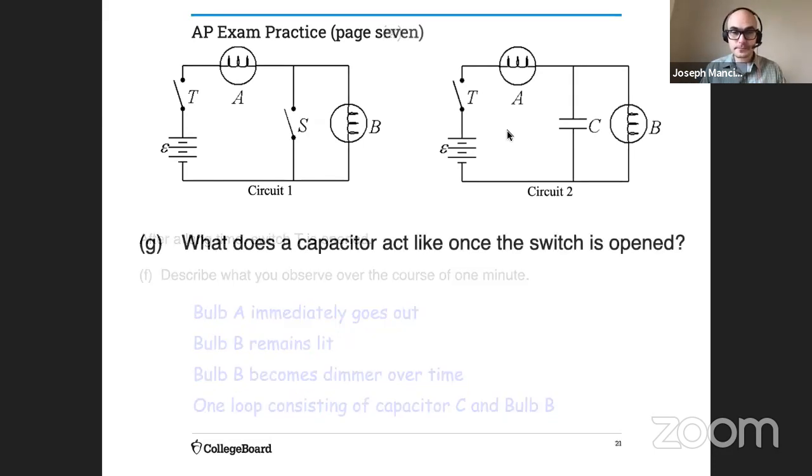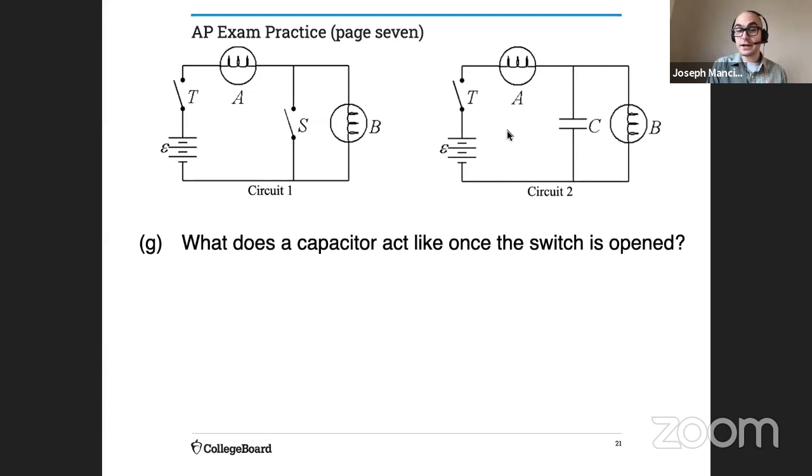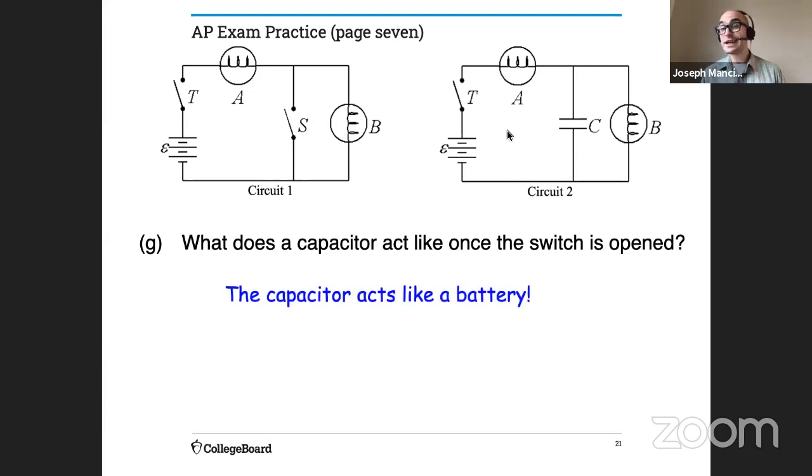All right. What does the capacitor act like once that switch is opened? You could sort of say that the capacitor momentarily is acting like a battery. It's a voltage source, but not a great one because it's only separated a little bit of charge, and once that charge flows, the capacitor is back in equilibrium, back in its uncharged state.